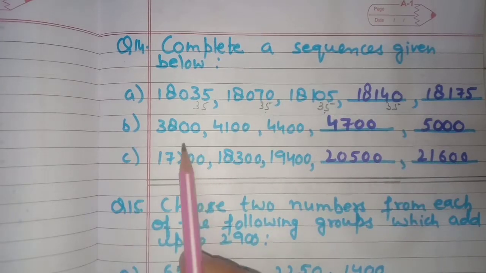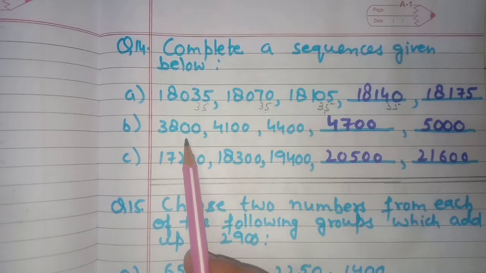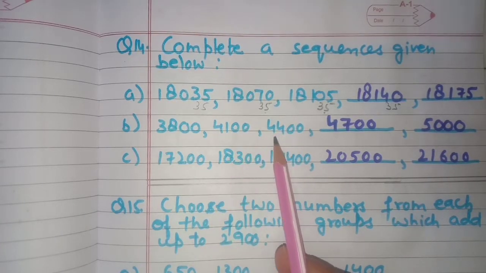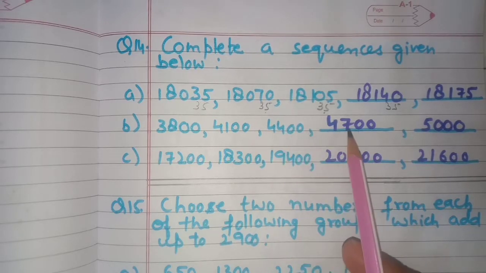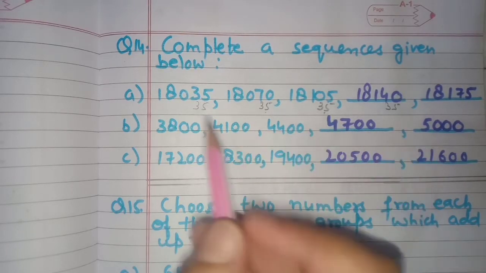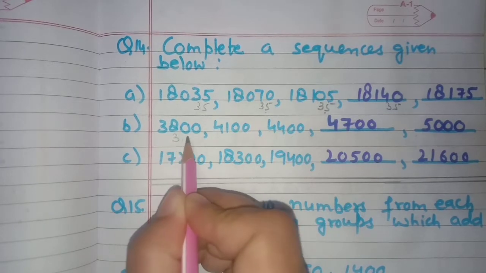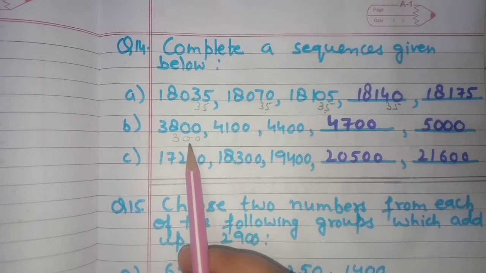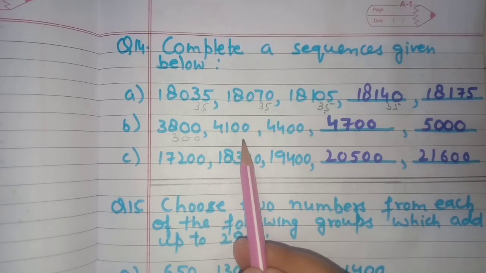Now part B. 3,800, then 4,100, then 4,400. So how do we write the next number? It means we need to add 300 to the given number. Fine. So when we add 300 to 3,800, it will become 4,100.